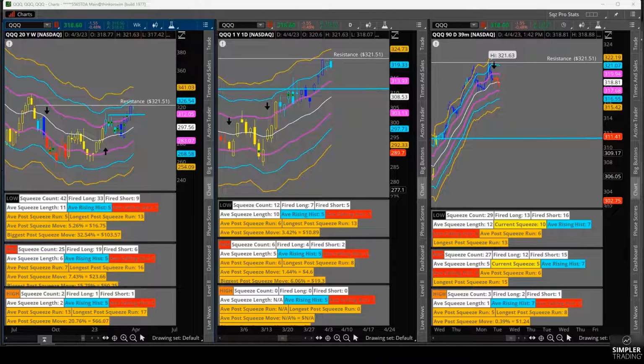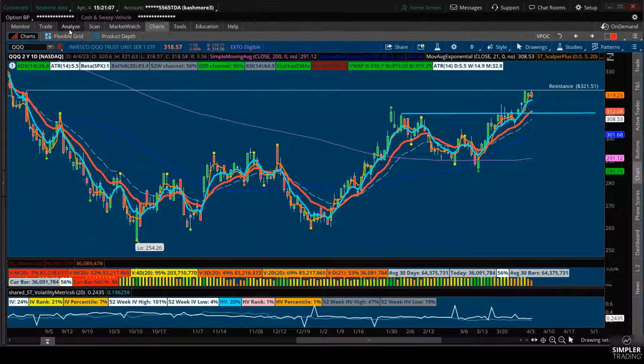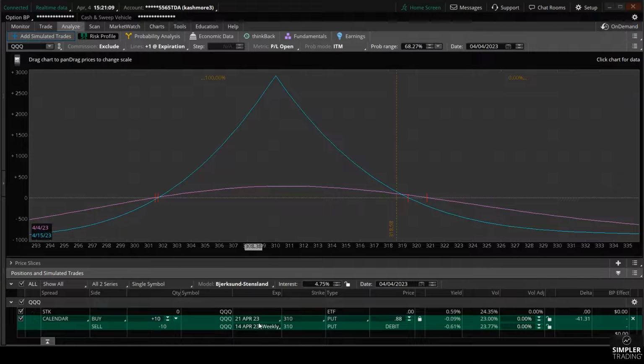So what exactly happened here? First, before I talk about why I did it, let's talk about the options position that I'm in, or that I alerted to the options room today. So we are in April 14th, April 21st, 310 put debit spread. Now, the put debit spread was only 88 cents. So what does that mean? For one position, you have a max loss of only 88 bucks. So it's cheap. They're super cheap.